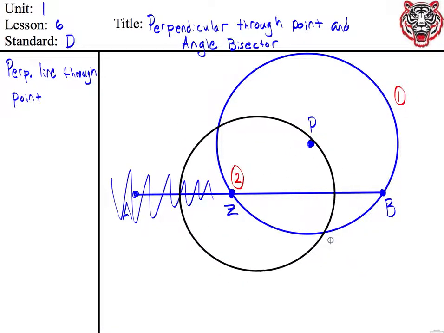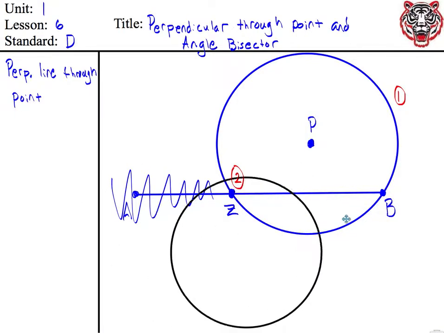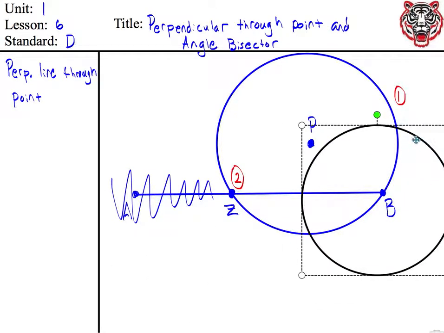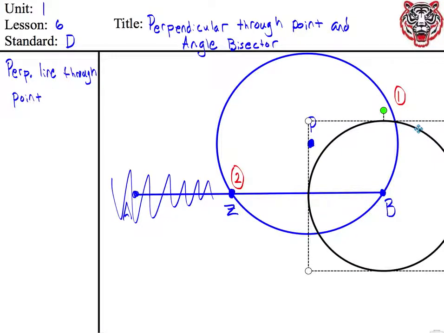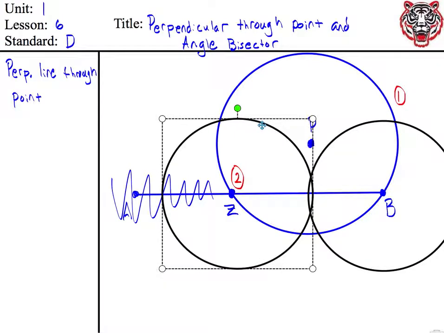Wait, are we doing it around B or around P? Around B and Z. We don't care about P anymore. We did a circle around P so that we got our line segment ZB. So make sure your circle is around B. The same circle around Z.